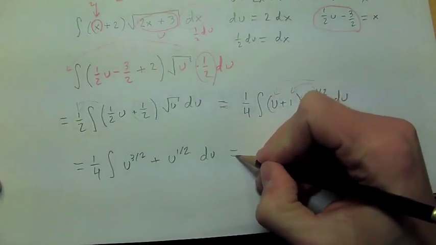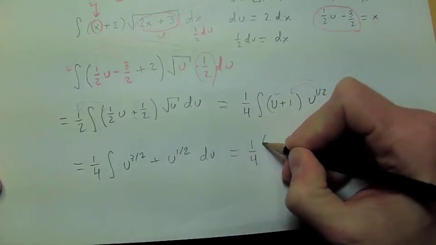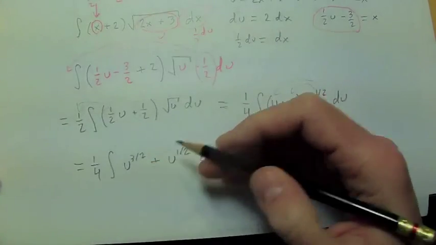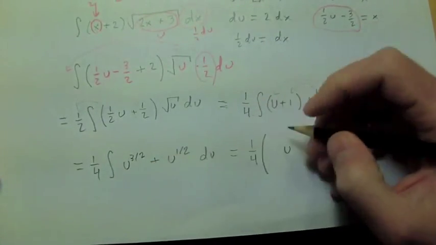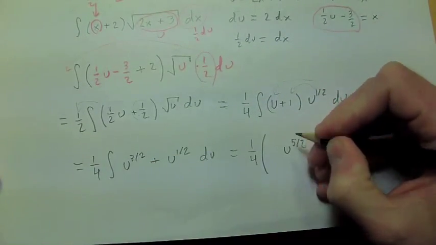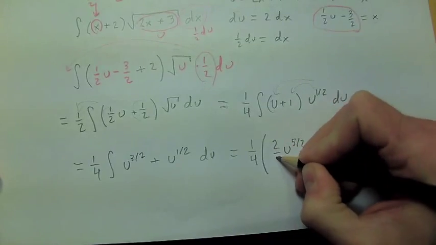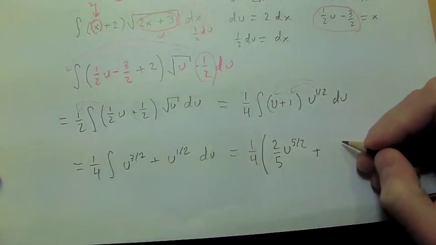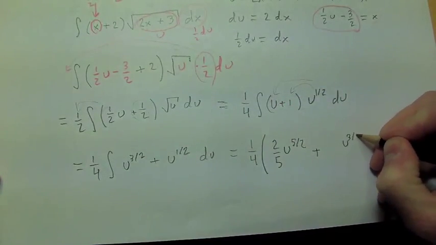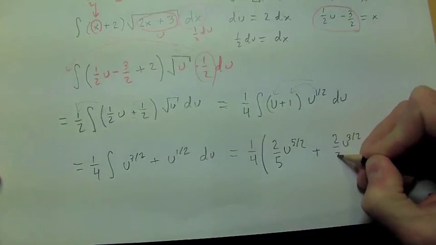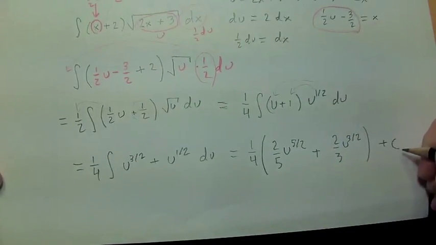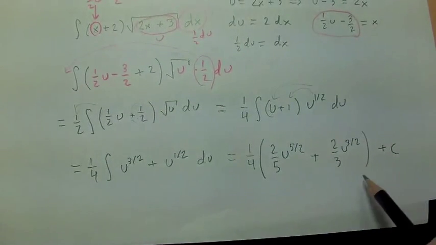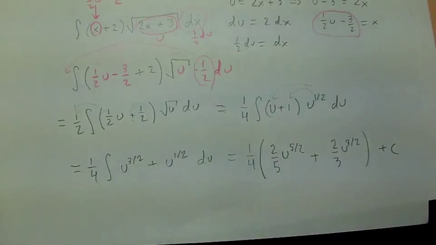Okay, so we get 1/4 times this whole thing. So this is going to be u to the 5/2 when I add 1, then times 2/5. Plus now this will be u to the 3/2 times 2/3 plus c. Notice the plus c shows up the minute the integral sign disappears.